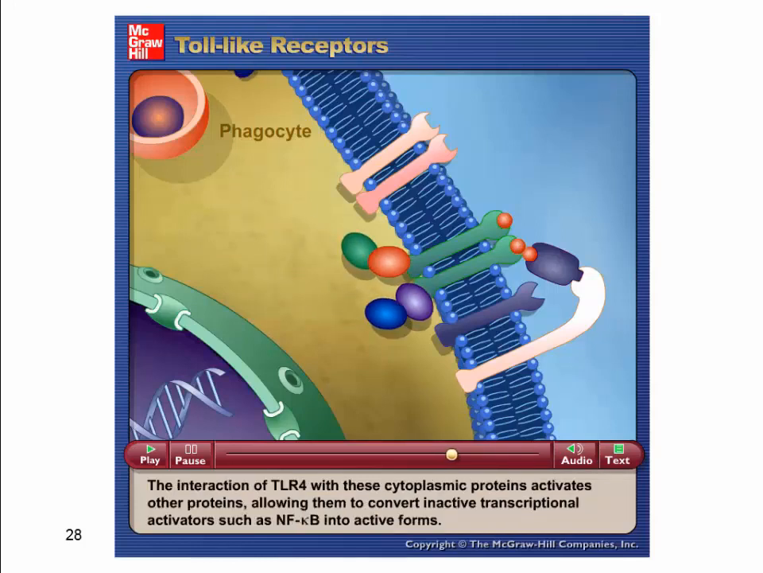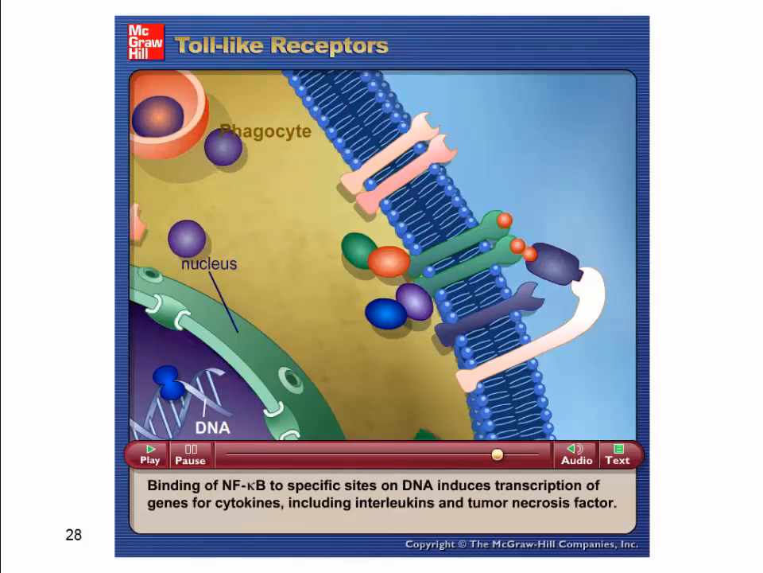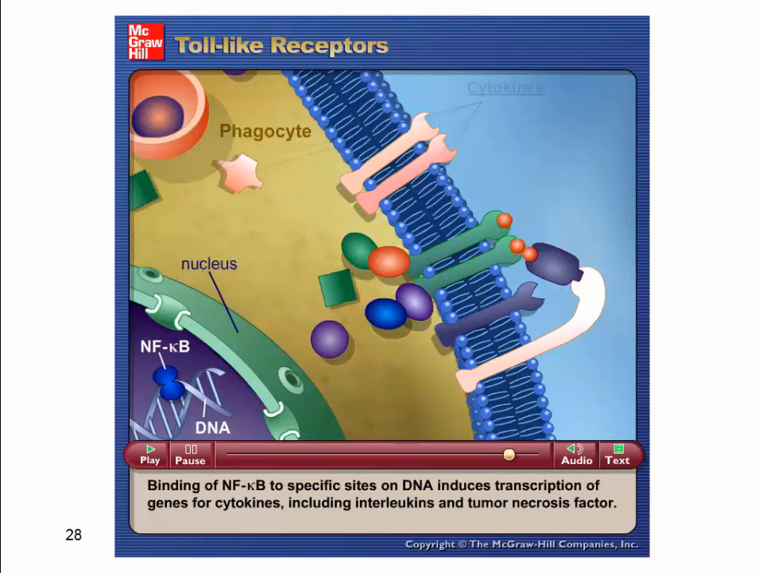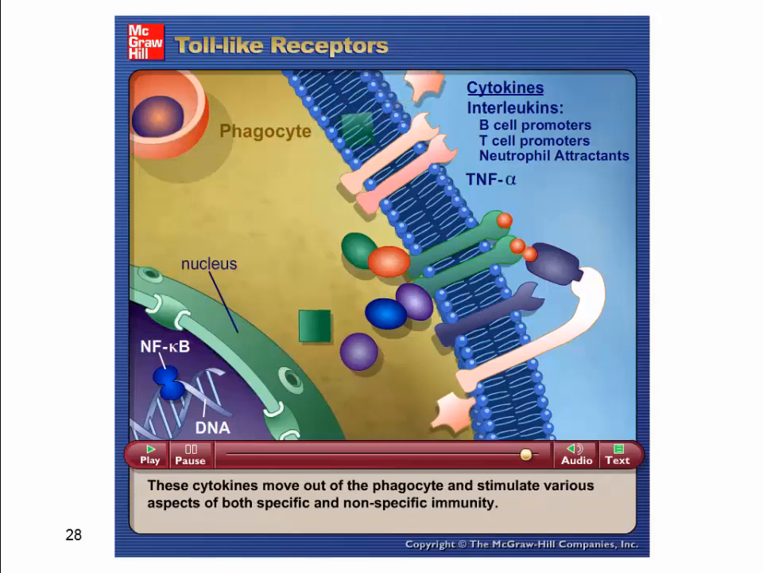The interaction of TLR4 with these cytoplasmic proteins activates other proteins, allowing them to convert inactive transcriptional activators such as NF-kappa B into active forms. The activated NF-kappa B moves into the nucleus and binds to specific sites on DNA. Binding of NF-kappa B to specific sites on DNA induces transcription of genes for cytokines, including interleukins and tumor necrosis factor. These cytokines move out of the phagocyte and stimulate various aspects of both specific and nonspecific immunity.